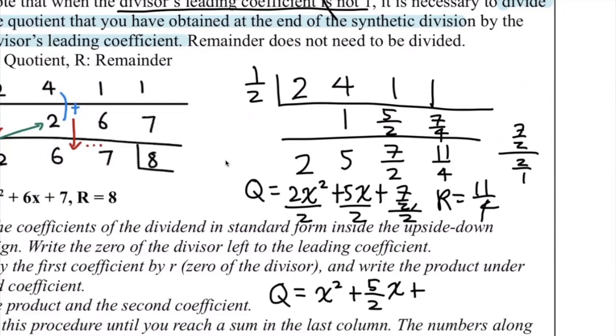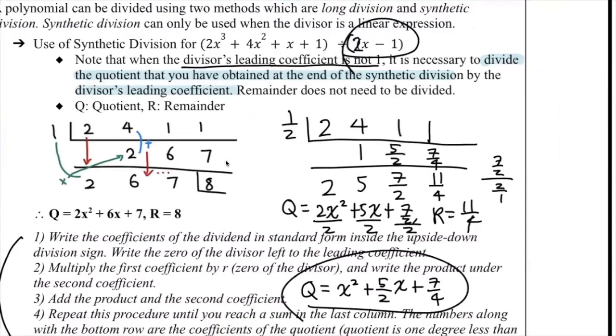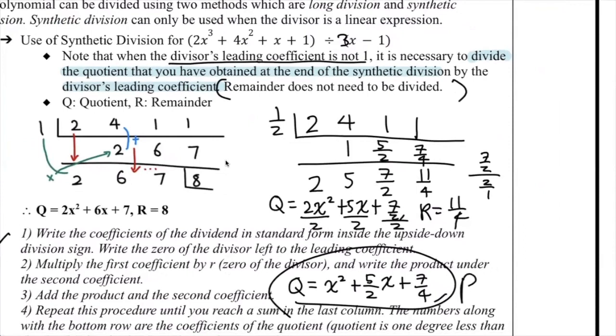So that would give us 7 over 4. So this is actually the actual quotient. So make sure that if the divisor's leading coefficient is not 1, when you're doing synthetic division, everything stays the same, but you have to make sure that the quotient is divided by the divisor's leading coefficient. If the divisor's leading coefficient is 3, you have to divide the quotient that you have obtained at the end of the synthetic division by 3. However, the remainder does not have to be divided. So the remainder stays the same as 11 over 4.